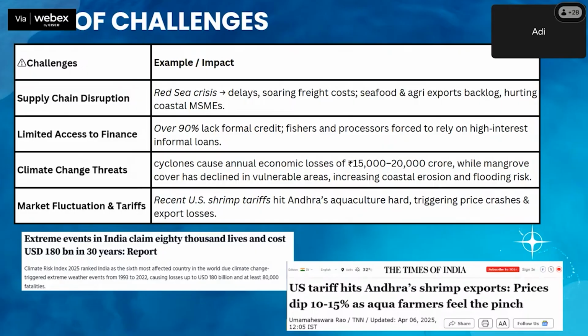And then market fluctuation and tariffs. Recent US shrimp tariffs hit Andhra Pradesh aquaculture hard, due to which we can see headlines like "US tariff hits Andhra's shrimp exports, prices dipped 10 to 15% as aqua farmers feel the pinch."